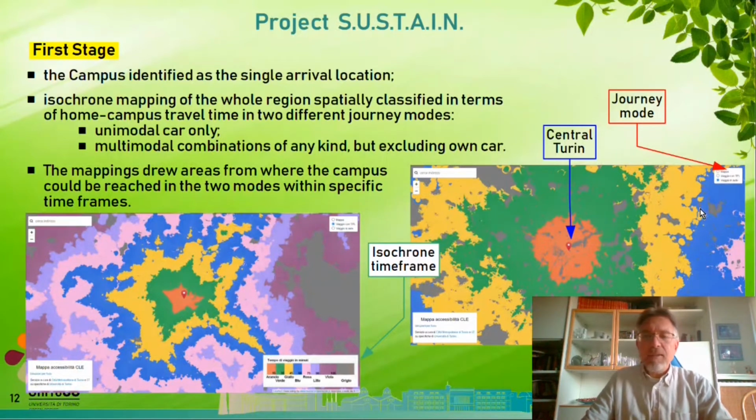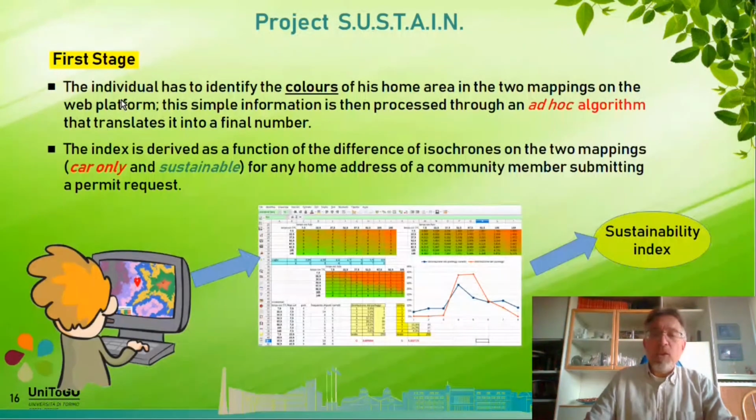This is the isochrone map for the car, and this is the isochrone map for the combination of public transport plus active mobility. In this way, things are simpler, and we have already developed a way to rank people who apply for the permit to allocate the parking spaces. At the end of this process, the colors of the isochrones are transmitted to the university, and the difference between the colors of a single individual is the basis for the computation of the index.